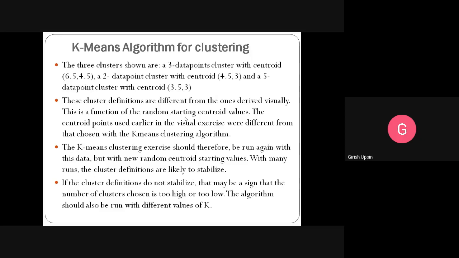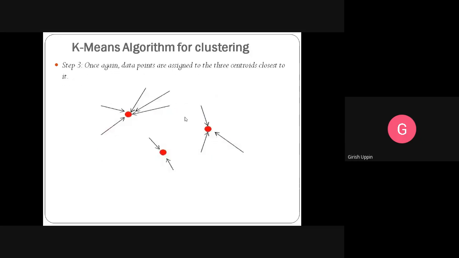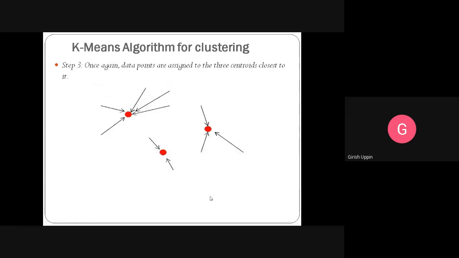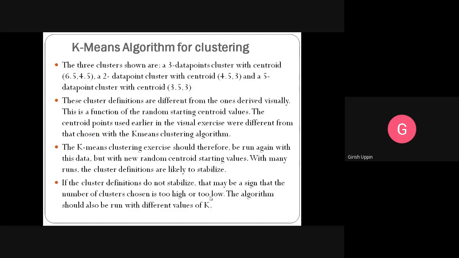The k-means clustering exercise should therefore be run again with this data, but with new random centroid starting values. With many runs, the cluster definitions are likely to stabilize. So what we did earlier was take these as the random initial centroids. Maybe you pick something else, okay, and repeat the exercise. You are going to repeat this exercise until we get very stabilized centroids.